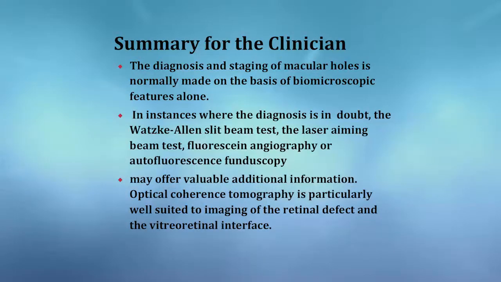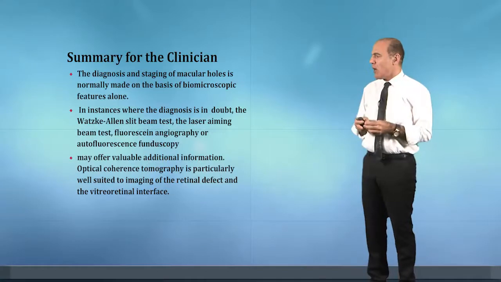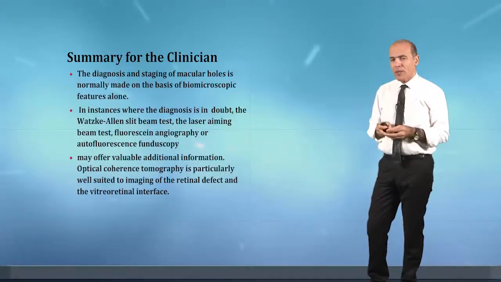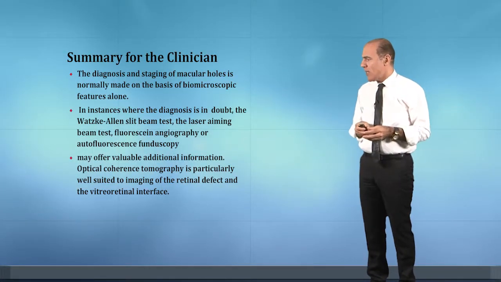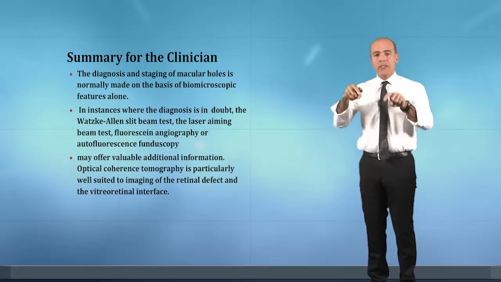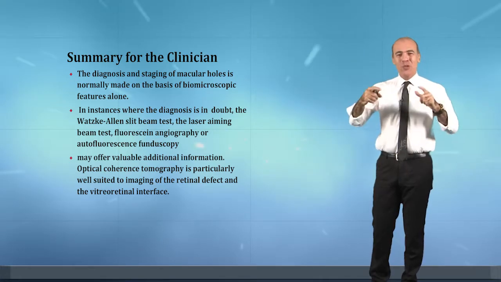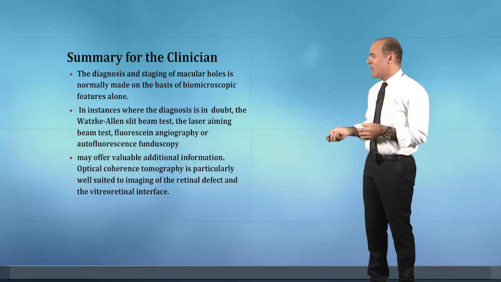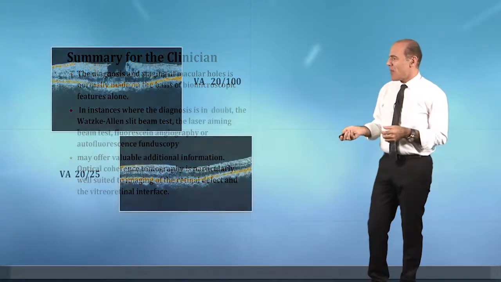The diagnosis and the staging of the macular hole is normally made on the basis of biomicroscopy. In instances where the diagnosis is in doubt, the Watzke-Allen test can be used, or the laser aiming beam. Fluorescein or autofluorescence can also be used. And more recently, and most important, is the spectral domain optical coherence tomography, which is OCT, either preoperatively, intraoperatively, or postoperatively, to give me the prognostic criteria.